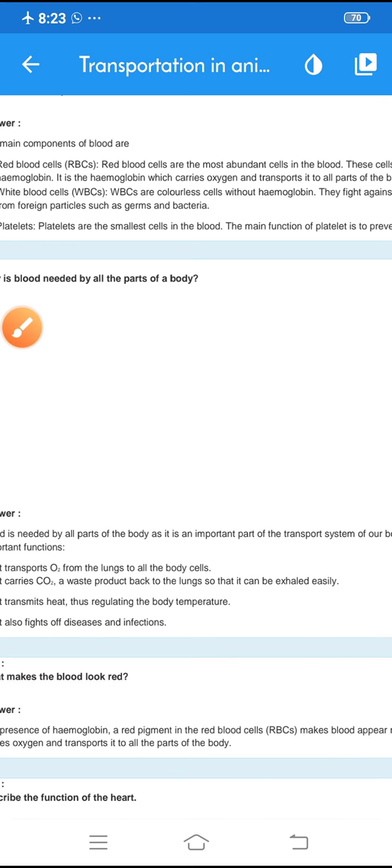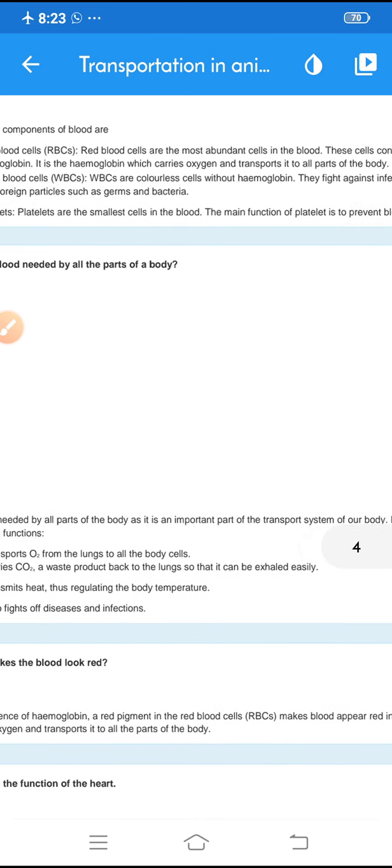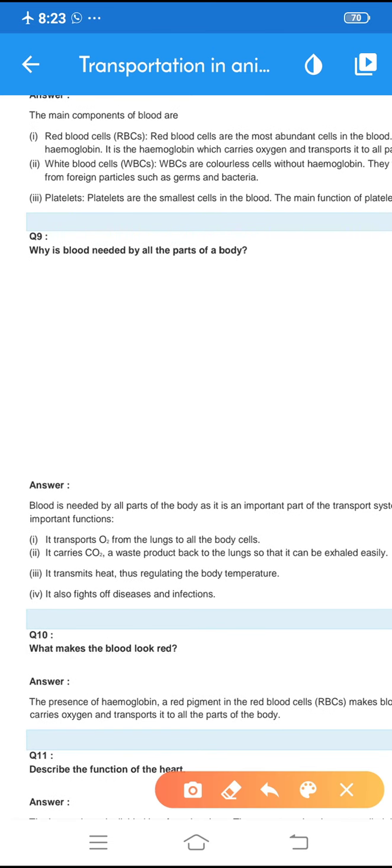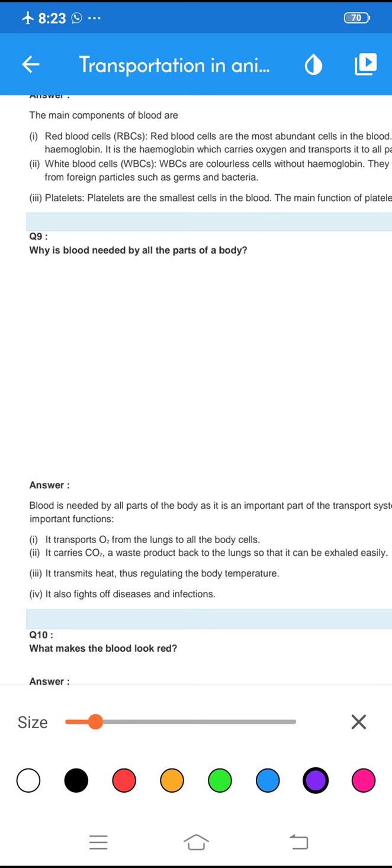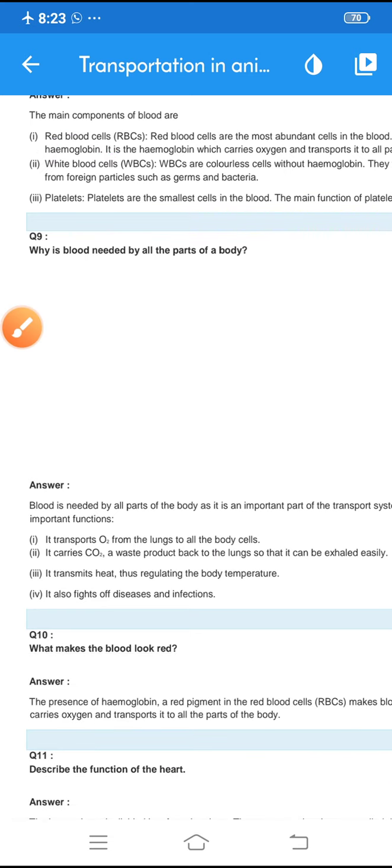These cells contain a red pigment called hemoglobin. This hemoglobin is responsible for the color of the blood. Why is blood red in color? You may ask the question. The answer is that the red blood cells contain a pigment called hemoglobin, and because of this, blood is red in color.